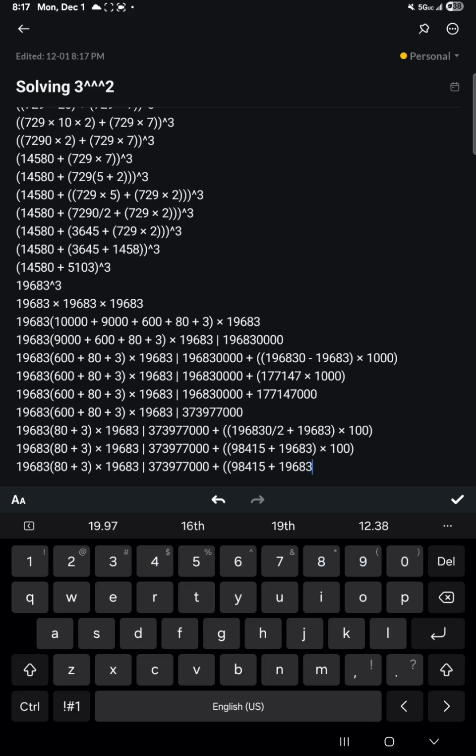Let's find the sum for this. 15 plus 83, that's 98. And 84 plus 6, that's 90. And 99 plus 19, that's just 110. No, 118.